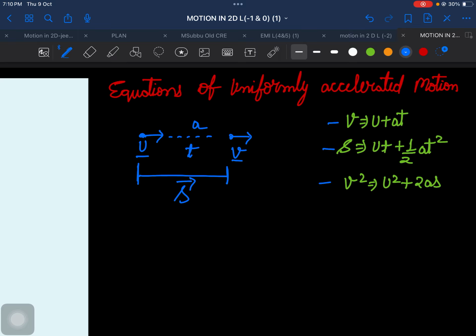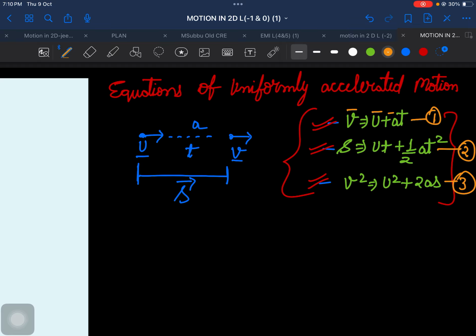If you check these three equations, these are known as the equations of uniformly accelerated motion. Clear? So equations 1, 2 and 3. In these three equations, each quantity is a vector quantity except time. Clear? Just check, all of you, right?